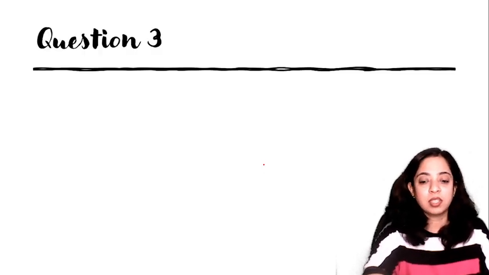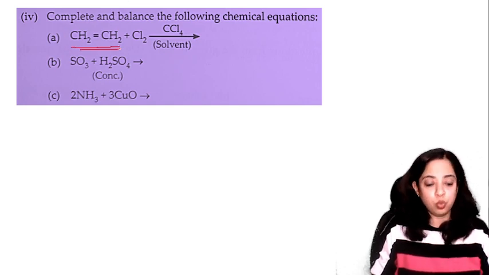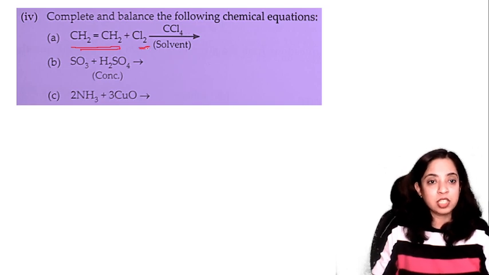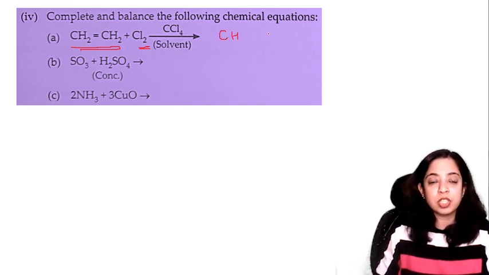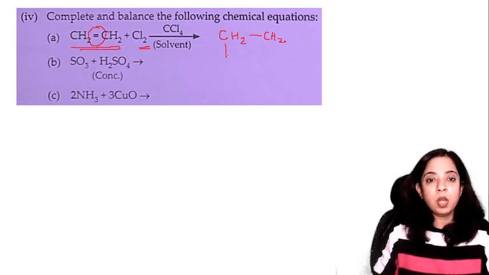Okay, so let's take the first one. CH2 double bond CH2. Okay, this is ethene and this is chlorine. So when chlorine is passed over ethene in presence of CCl4, what will happen? This CH2 is there. Can you see there is a double bond here? So this one bond breaks.